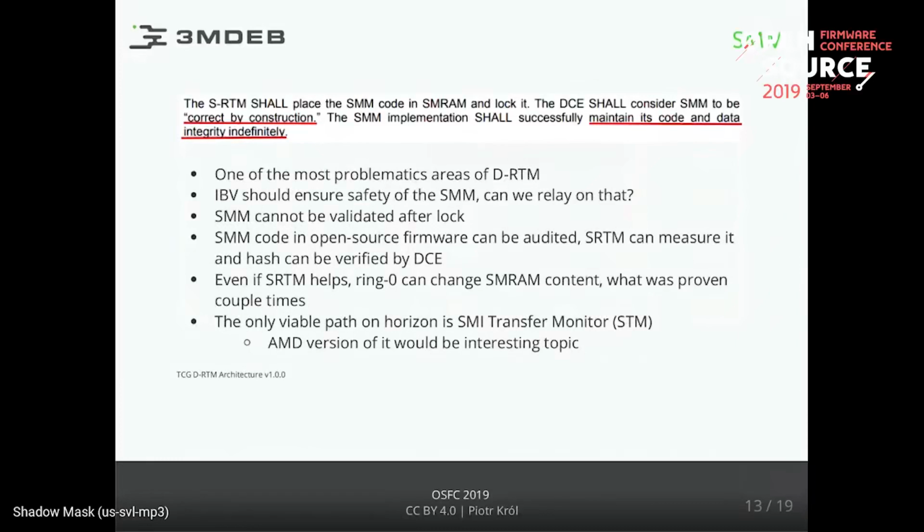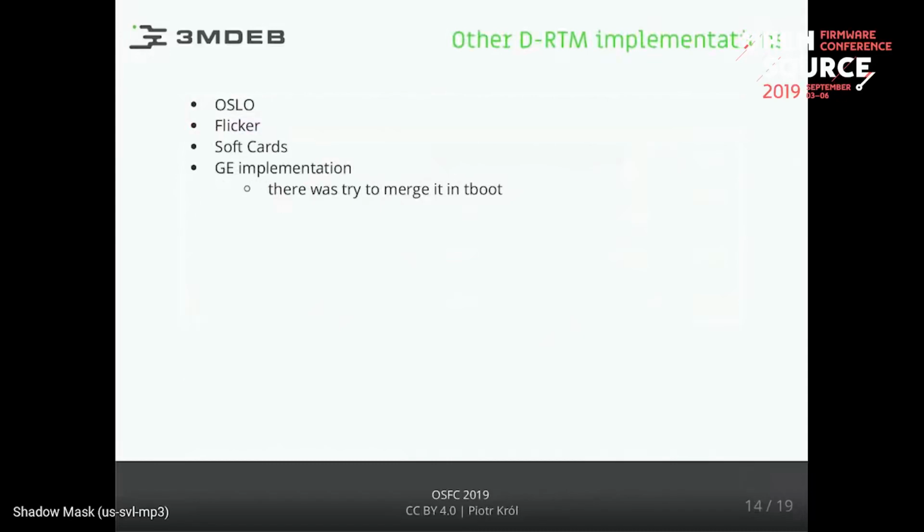Yeah. So as I said, the only option is SMI transfer monitor. But the question is how to implement that for AMD. I believe right now it's completely out of scope. The AMD programmer's manual is saying something about that, how there are some guides on how to implement that, but still this has to be considered. And we have to think how to do that.